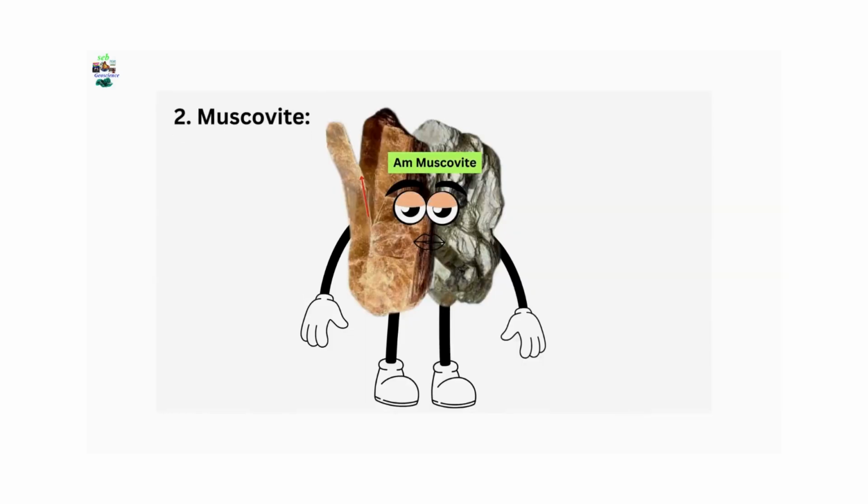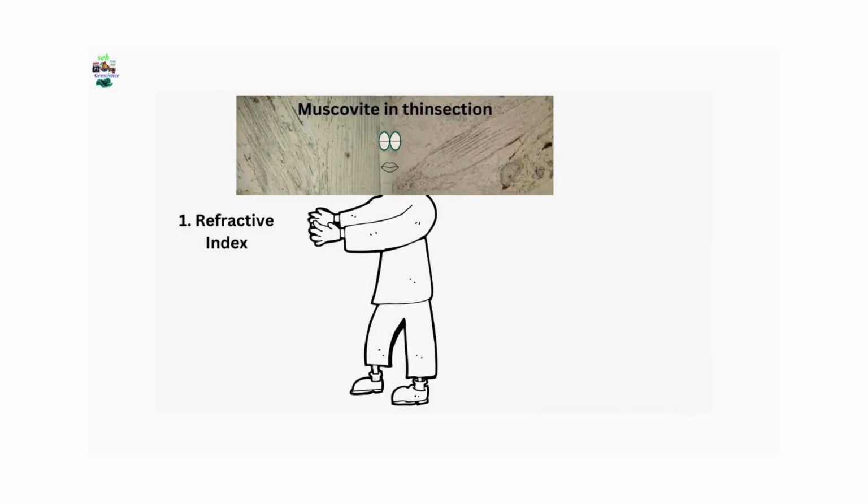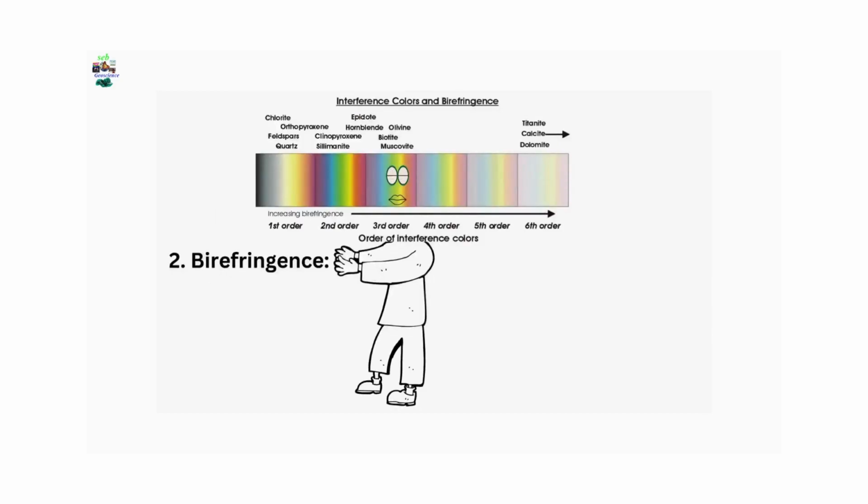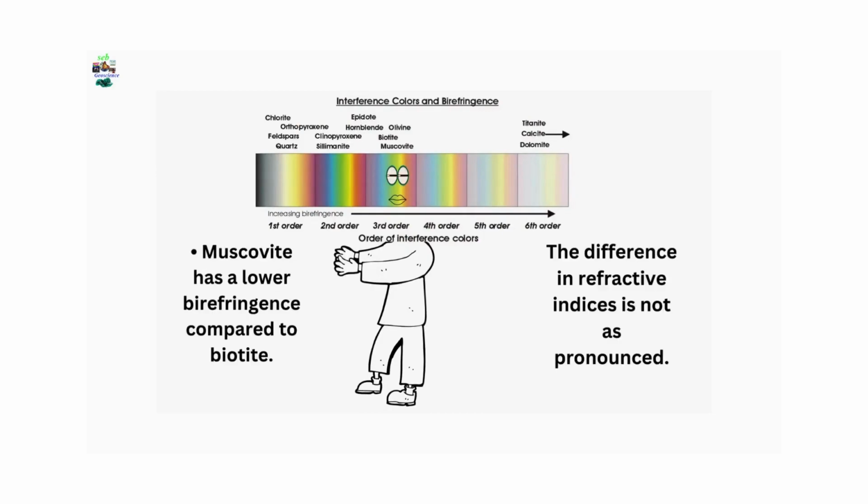The second most important mineral is muscovite. Okay, the optical properties of muscovite. The first one is refractive index. Muscovite generally has a low refractive index compared to that of biotite, typically ranging between 1.53 and 1.56. The second optical property of muscovite is birefringence. Muscovite has low birefringence compared to biotite. The difference in refractive index is not as pronounced.